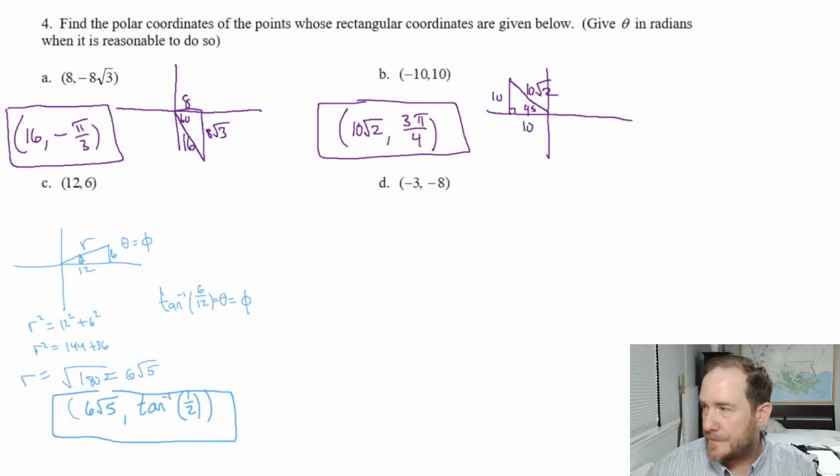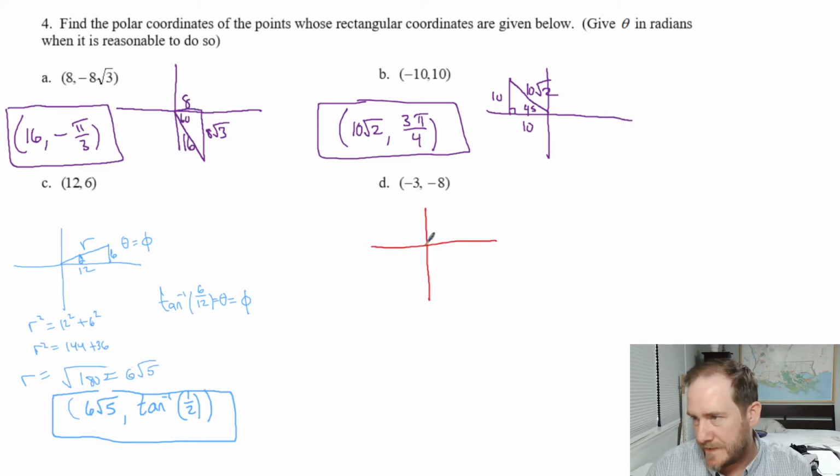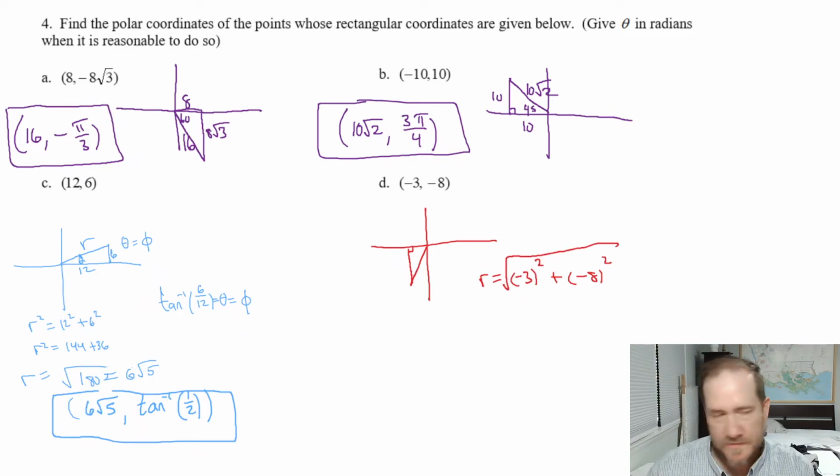I hope. -3, -8. Do the same thing you did for the other one. Sketch it out. -3, -8 means left a little, down a bunch. So find that radius. We're basically doing the same thing we did with vectors, right? The radius of our point is like the magnitude of our vector. So the radius is just going to be the square root of -3 squared plus -8 squared. So that's 9 and 64, so 73.